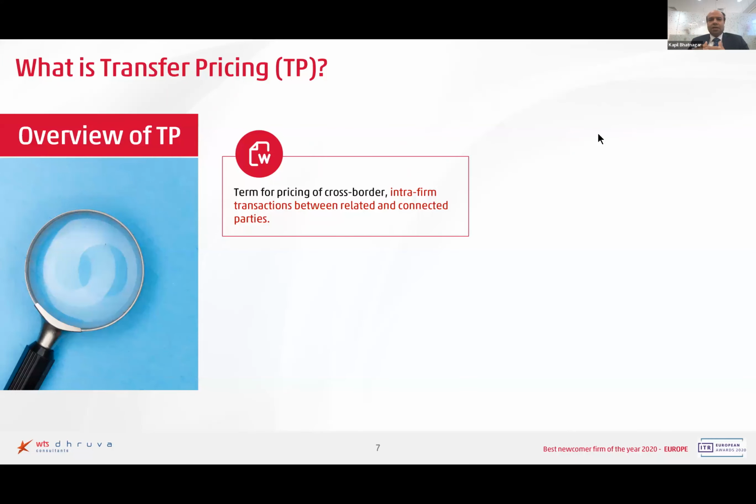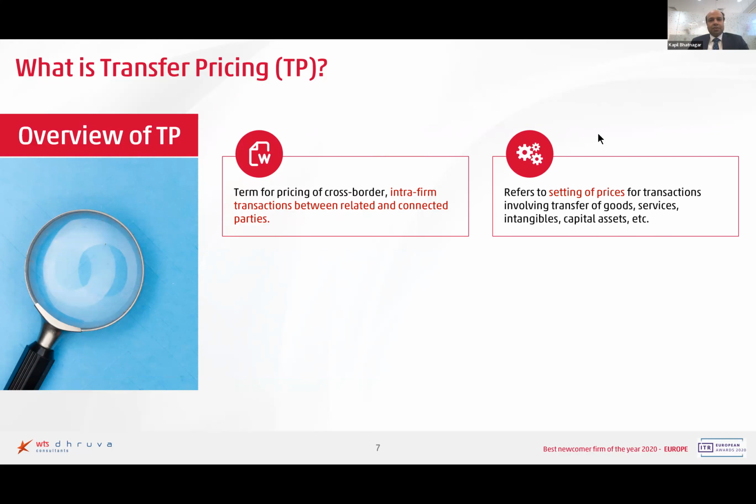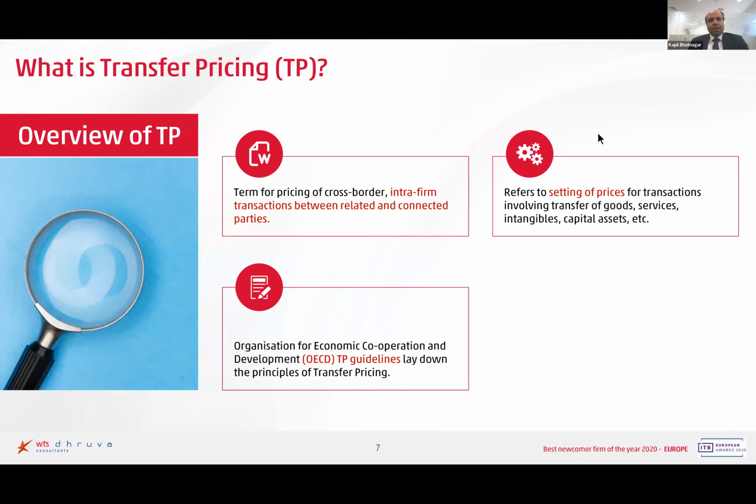Transfer pricing is nothing but a term which implies a mechanism of pricing cross-border inter-firm transactions between related parties and connected persons. It refers typically to the setting of prices for transactions of goods, services, intangibles, capital access, etc. Globally, the transfer pricing regulations have been enunciated by the Organization for Economic Cooperation and Development, which is the OECD, and the OECD transfer pricing guidelines are typically followed across the globe.